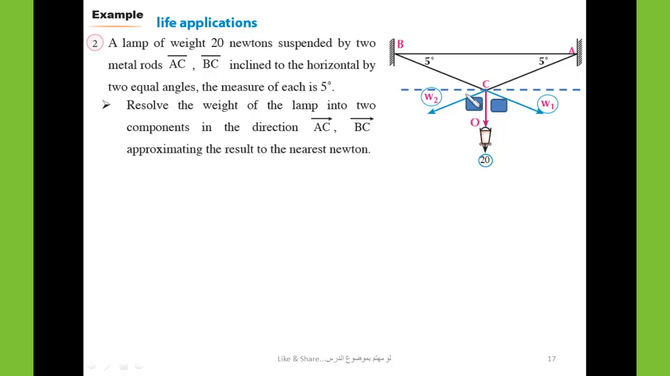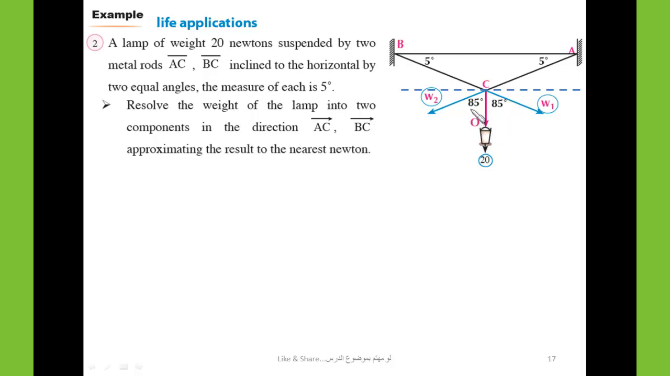The measure of this angle, these vertically opposite angles, each of them equals 5 degrees. So what is the measure of this angle and this? Both equal 85. We can calculate the measure of each in many ways. So W1 inclines to CO by an angle of measure 85, and W2 inclines to CO by an angle of measure 85 degrees.